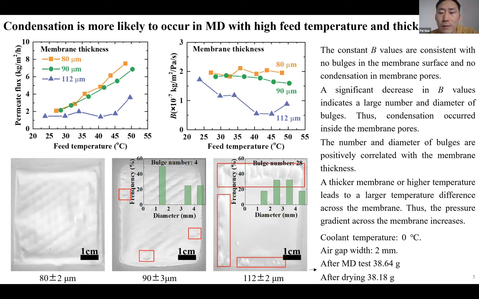This is because thick membranes or high temperature also lead to a large temperature difference across the membranes. That is, the pressure gradient across the membrane increases, which may lead to condensation inside the membrane pores.